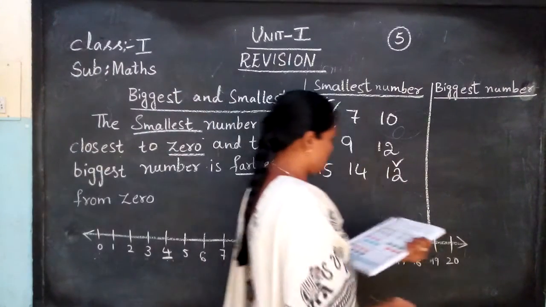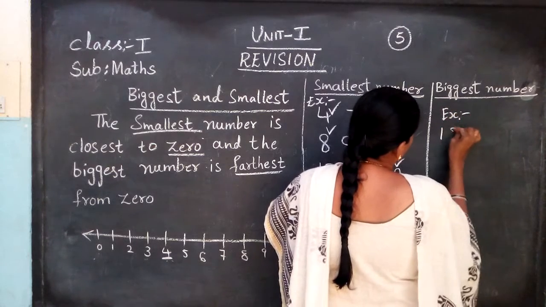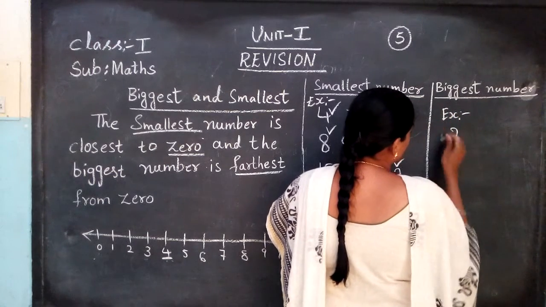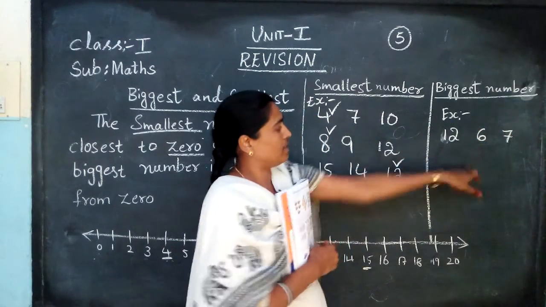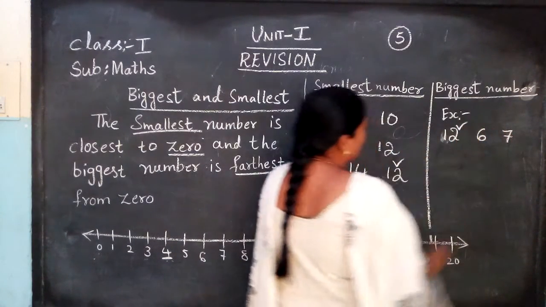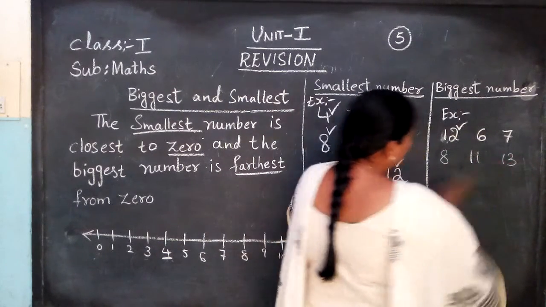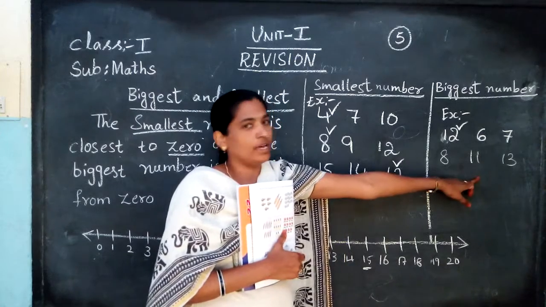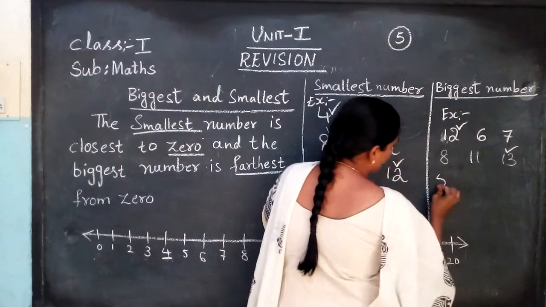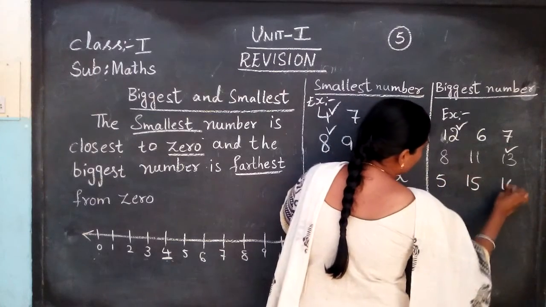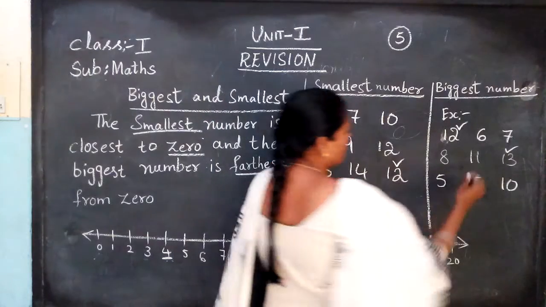Next, biggest numbers. Examples: 12, 6, 7. In these three numbers, which is the biggest number? Yes, 12 is the biggest number. 8, 11 and 13. In these three numbers, which is the big number? Yes, 13 is the big number. Next, 5, 15 and 10. In these three numbers, which is the big number? Yes, 15 is the big number.